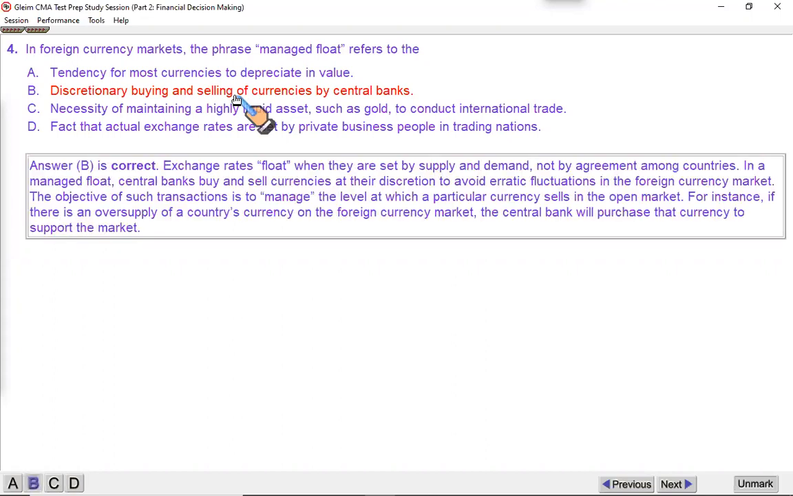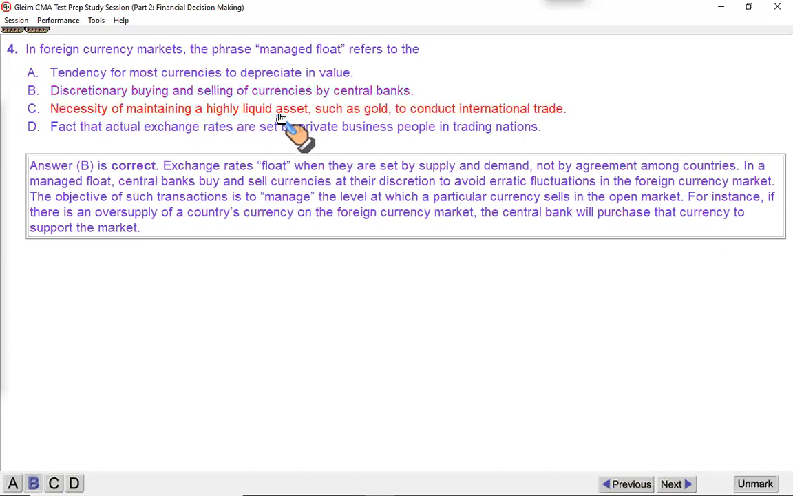This is true. This is called managed float, and this is what is being done in almost every country. To some extent, some do it frequently, like our central bank keeps on playing with dollars. Whereas in advanced countries like Canada, the US, and the UK, they intervene only when the situation is alarming. Otherwise, they don't.